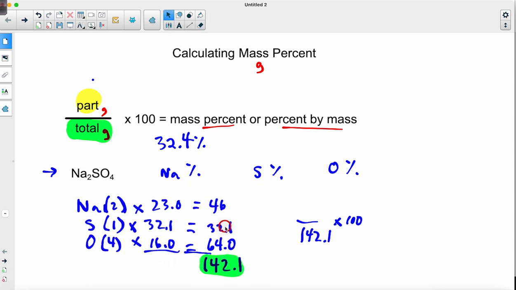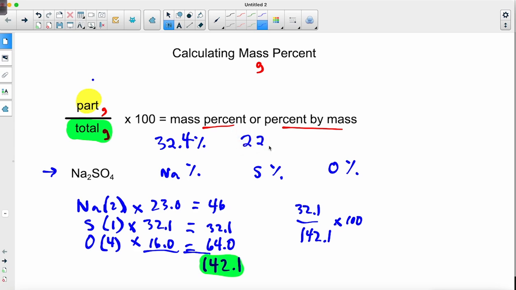So then I take the next one, the sulfur, which is 32.1 grams. So I'll take the 32.1 grams. I'll put it right here. So I go 32.1 grams. And that's going to go into 142.1. So 32.1 divided by 142.1. And I'm going to get 22.6. So 22.6 is going to represent the amount of sulfur. Last but not least, my oxygen is going to be 64. So 64 into 142. So I go 64.0 divided into 142.1. Boom. And I'm going to get 45.0.